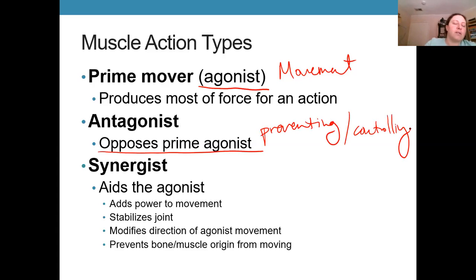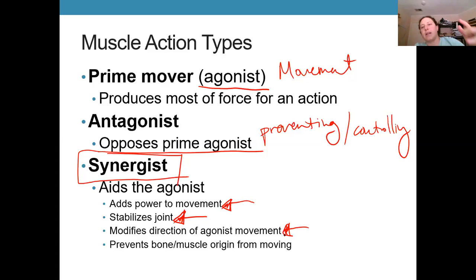And then other muscles that are also involved in the group activity are called synergists. Typically, synergists aid in the agonist or the prime mover's activity. They can do that by adding power to the movement, so doing the exact same thing as the prime mover, but not contributing as much of the force. They can also stabilize joints that need to stay still. So when you have muscles that cross more than one joint, but you only want the movement to occur at one of those joints, you want to keep the other one still. They can also modify the direction of the agonist movement, so altering the prime mover's action.